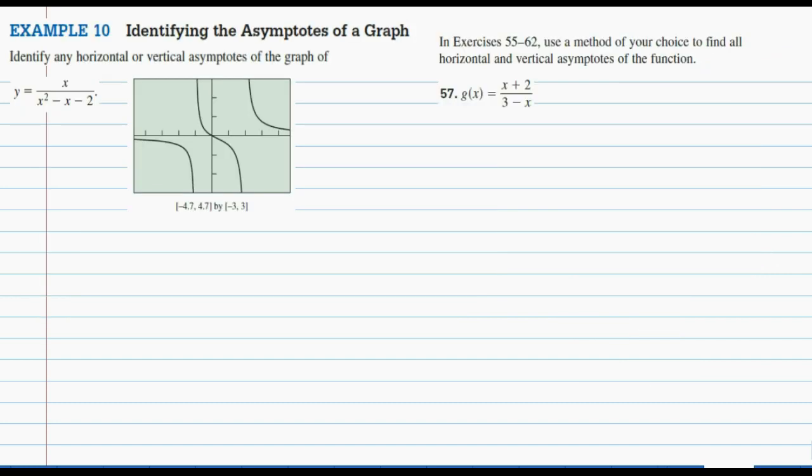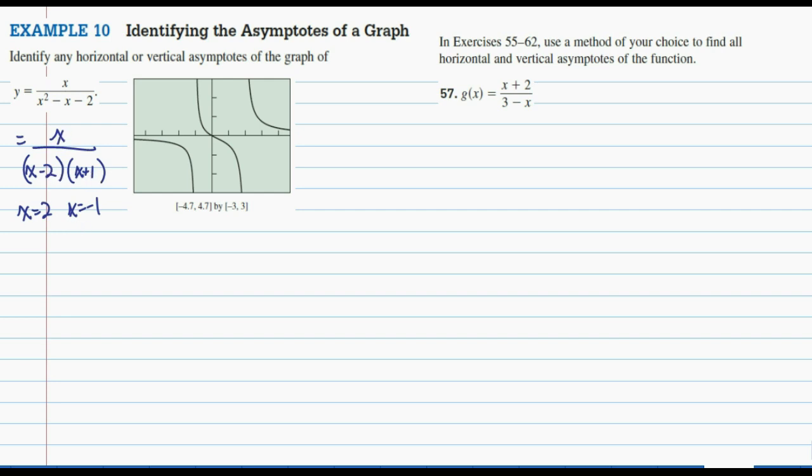Example 10, identifying the asymptotes of this graph. Well, let's see. I think there's a vertical asymptote at negative 1 and positive 2, but my first step is to factor this function so I can see what's going on in the denominator. That would be x minus 2 times x plus 1 is how x squared minus x minus 2 factors out. So I can see that x equals 2 and x equals negative 1 are both going to make the denominator 0 only. So we do not have a removable discontinuity.